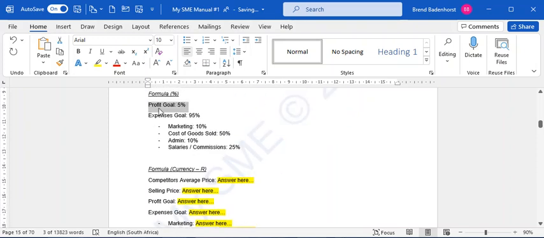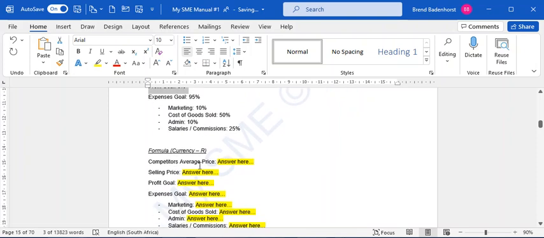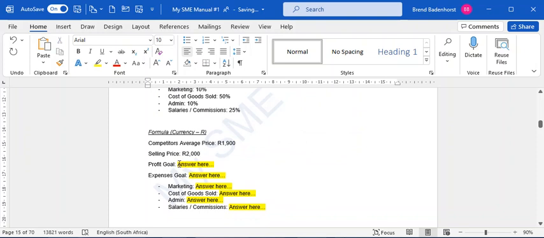I have to convert this now over into my currency. So let's say the competitor's average price, what we spoke about with all those shoes, is 1,800 or 900 Rand. My selling price is going to be 1,990, but for the sake of the calculation, I'm going to make it 2,000 Rand. So my profit goal is 5%. And 5% of 2,000 Rand is 100 Rand. I'll add that in there.